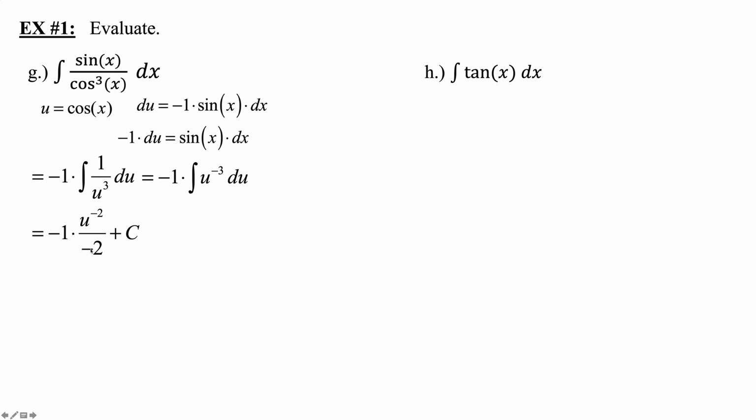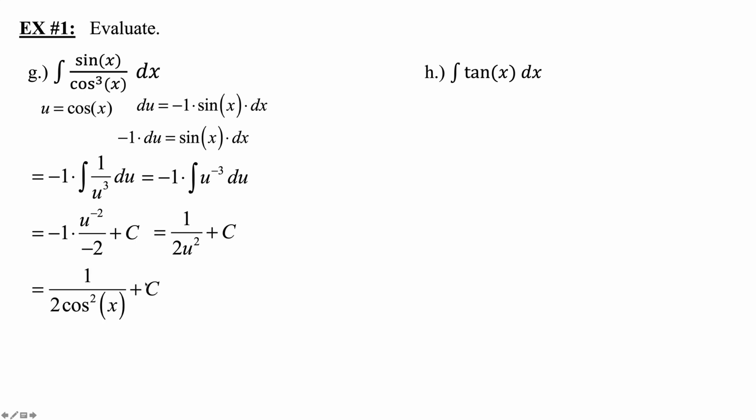Wait a minute. -1 times the -2, I'll change it to a +2 on the bottom. And then we can probably move our u squared to the bottom. Yeah, there we go, plus c at the end. And now let's bring our cosine of x back in. So 1/2 cosine squared x plus c.